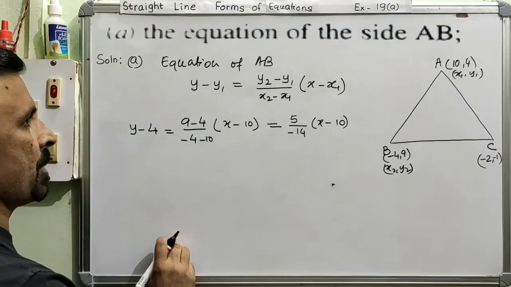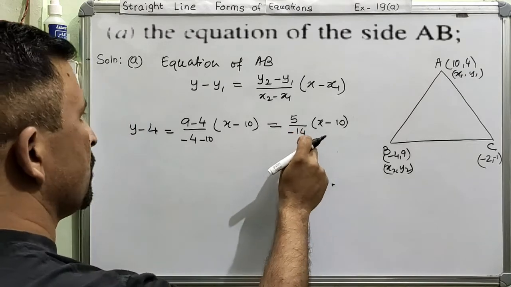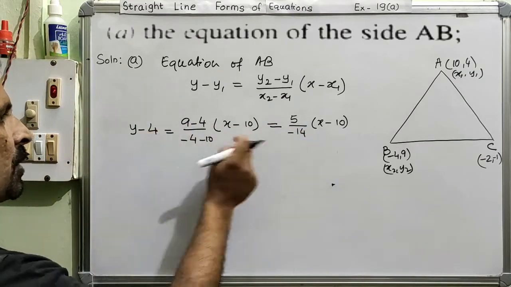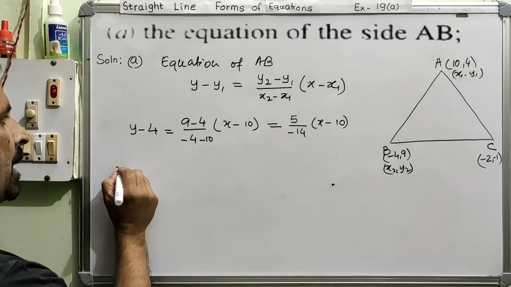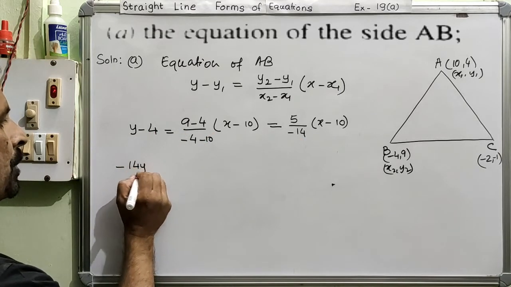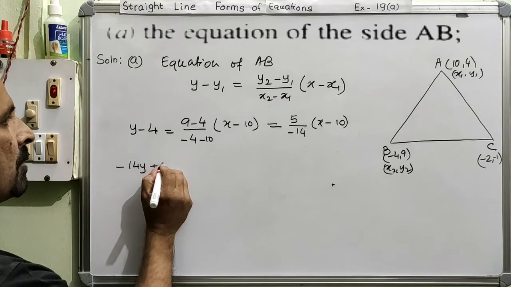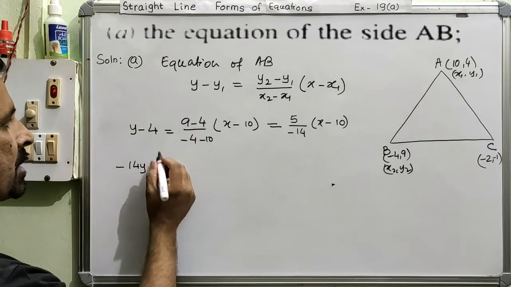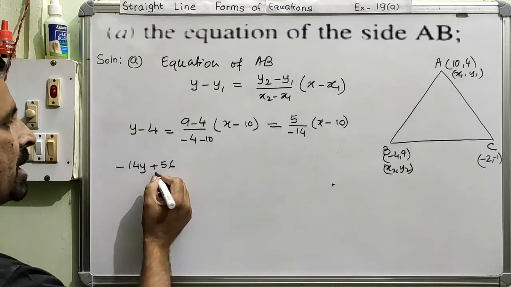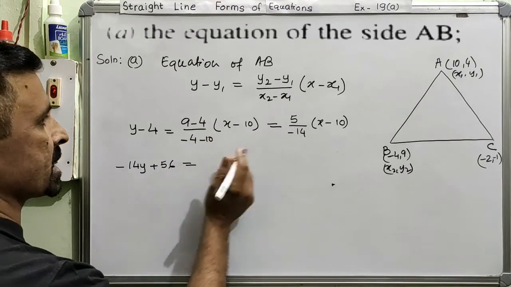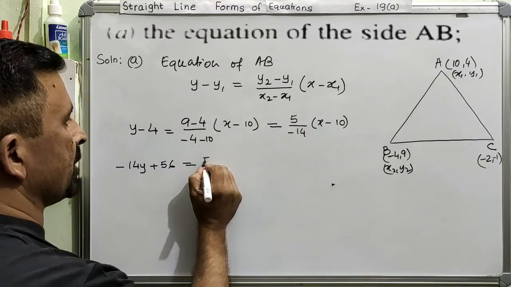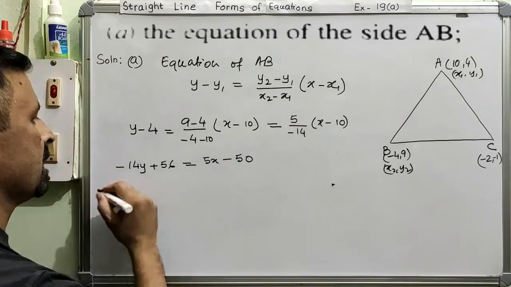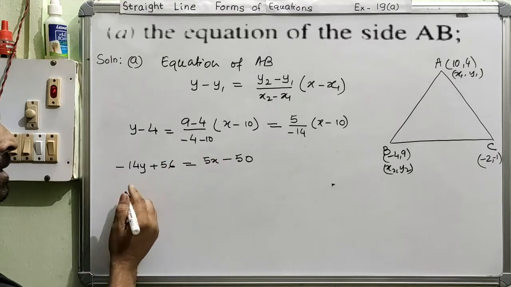We have to write the equation, so we'll simplify. We'll do the cross multiplication. With this minus 14 we multiply y minus 4. So minus 14y and then plus 56, because 14 fours are 56, and minus times minus is plus. On the right hand side we have 5 into x, 5x, and then minus 50. Now simplify and write it all on one side.